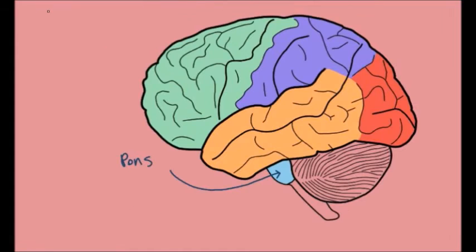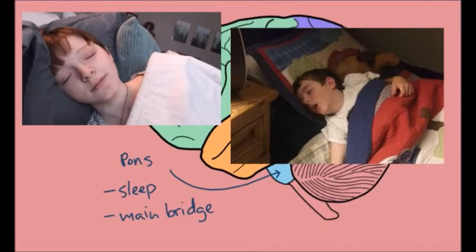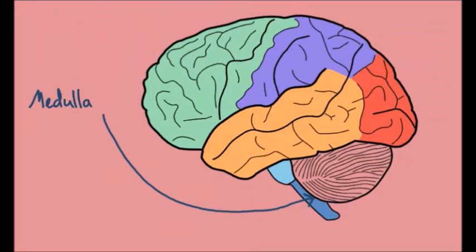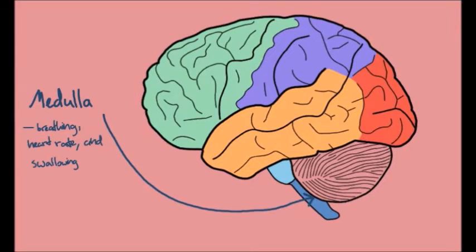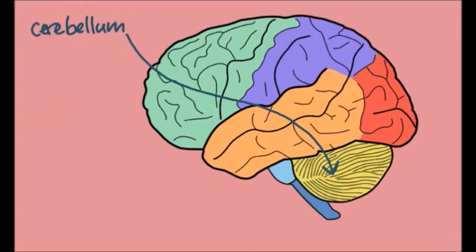There are 2 main areas that make up the brainstem. First is the pons. It is in control of sleep and is the main bridge between the brain and spinal cord. There is also the medulla, which manipulates more subtle functions like breathing, heart rate, and swallowing, and a couple that are not so subtle, such as vomiting and sneezing or coughing. Not very fun.